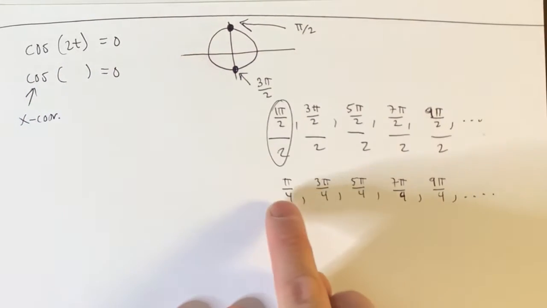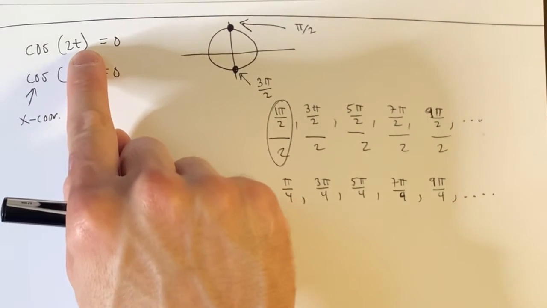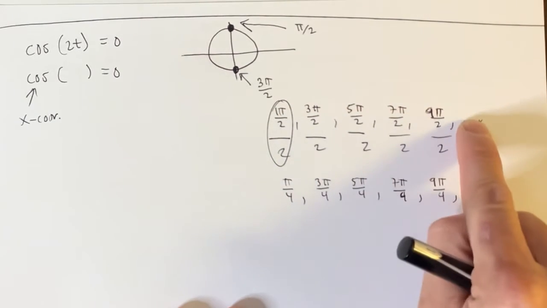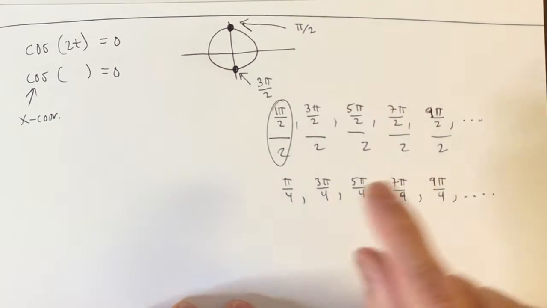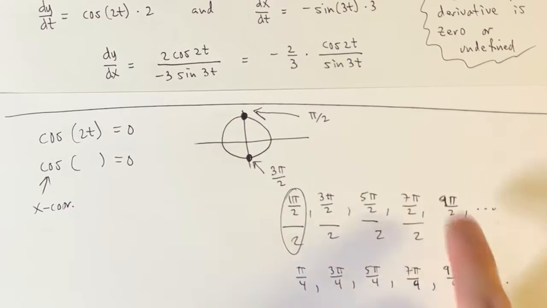You see what I'm saying? So all of these guys here, if you take any one of these and you plug it in there for t, the 2 will simplify with the denominator and you'll get back the original values that make cosine 0. So what I'm saying is all of these guys, these are critical numbers that work for there.